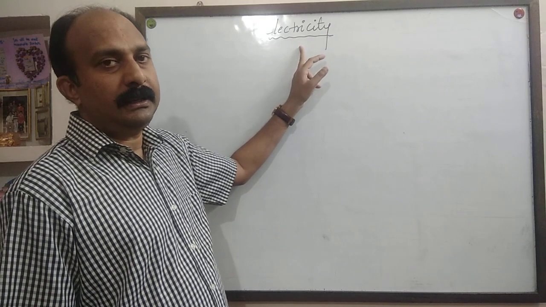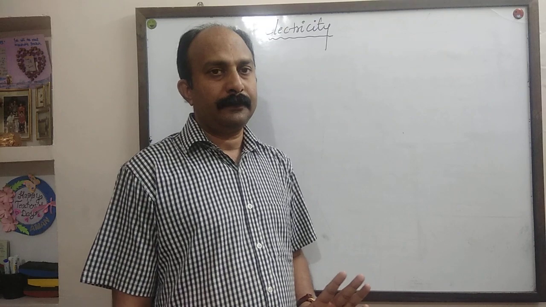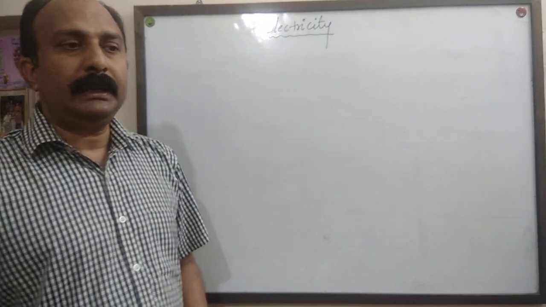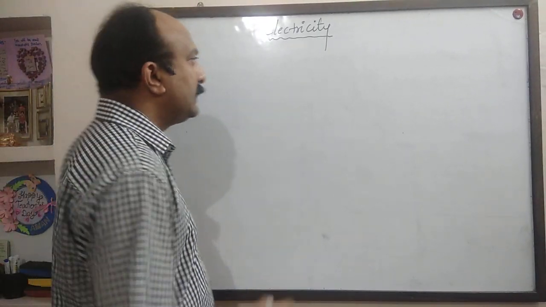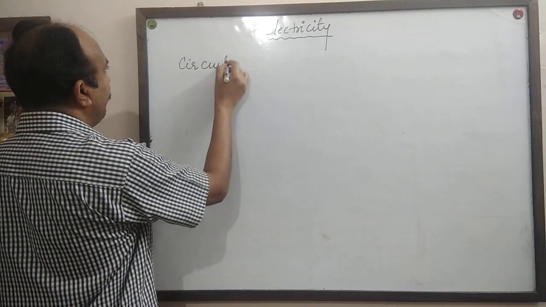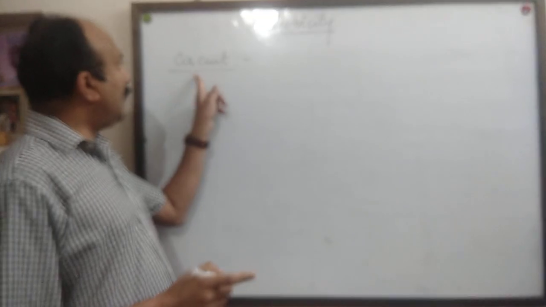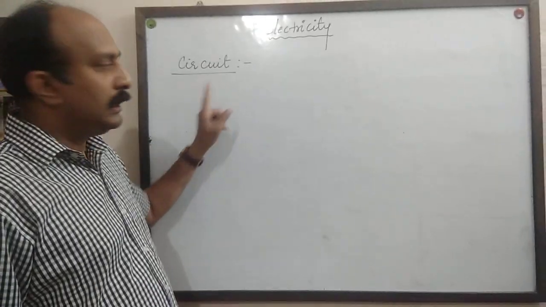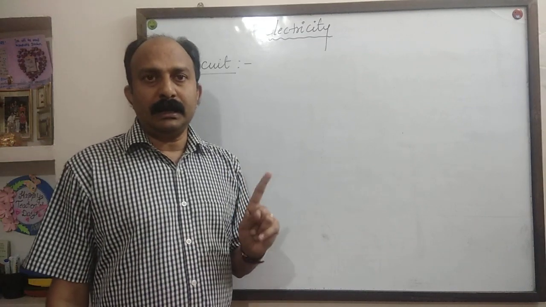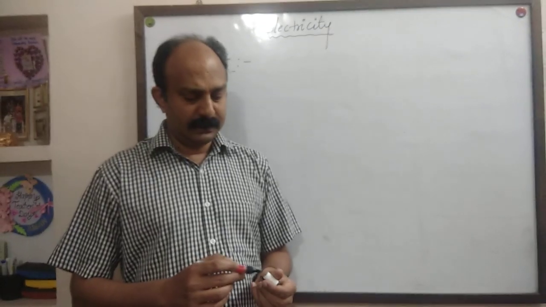Chapter Electricity. It is chapter 12 of your NCERT science book. We will begin with the topic Electric Circuit. The spelling is C-I-R-C-U-I-T, but it is pronounced as circuit. Now, what is an electric circuit?